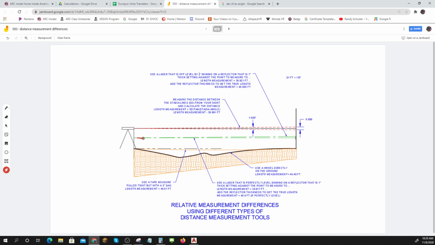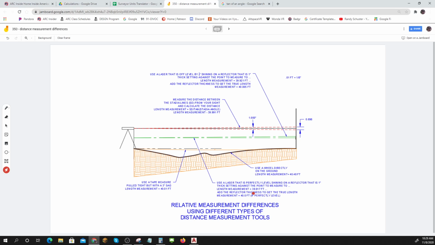But if that laser is setting perfectly level, and I've got a little reflector, and let's say my reflector is about 1 inch thick and I lay it up against what I want to measure, then I'm going to get a measurement that's short by the thickness of the reflector.